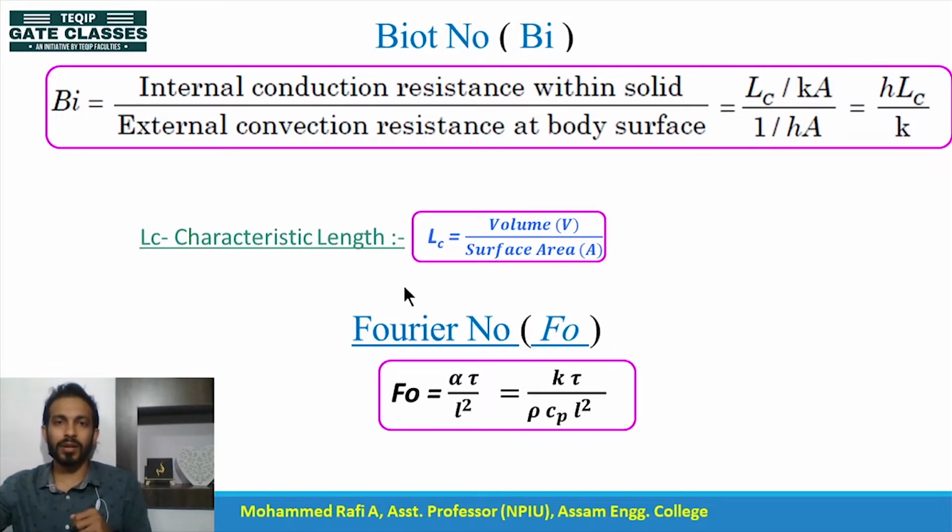Like I told in the last class, you are going to learn much more about the application and the beauty of dimensional analysis in the upcoming lectures. But basically all these dimensionless numbers are defined as per our convenience to make our analysis much easier. So now we are going to explore the applications of Biot number and Fourier number in unsteady heat transfer.